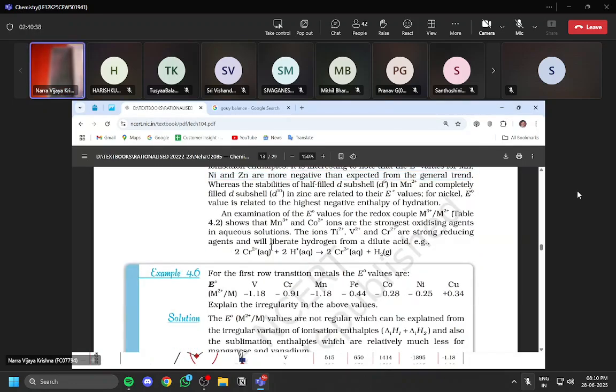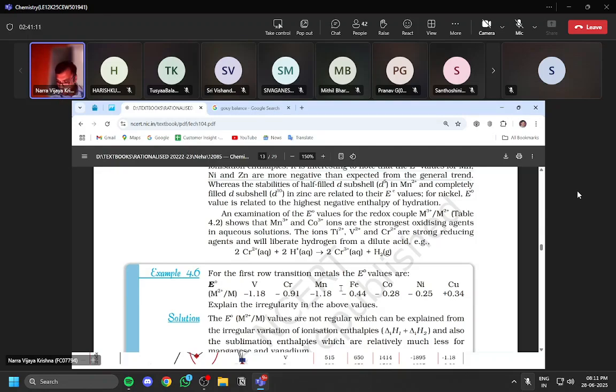An examination of E0 values for the redox couple M plus 3 to M plus 2 shows that manganese plus 3 and cobalt plus 3 ions are the strongest oxidizing agents in aqueous solutions. These values are more positive. The ions Ti plus 2, vanadium plus 2 and chromium plus 2 are strong reducing agents and will liberate hydrogen from dilute acids. So I am writing that point.